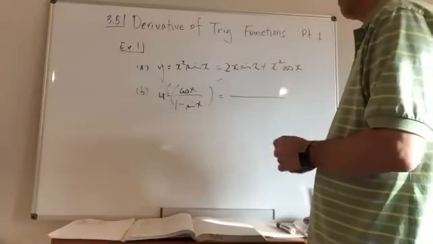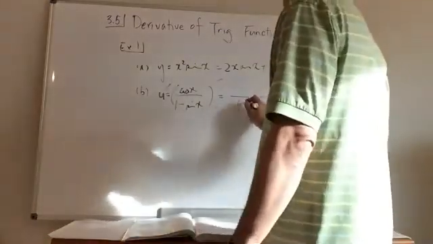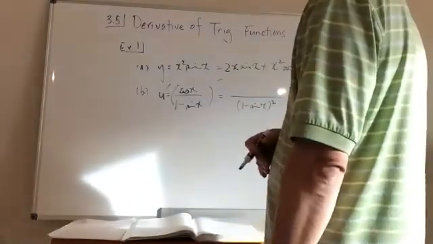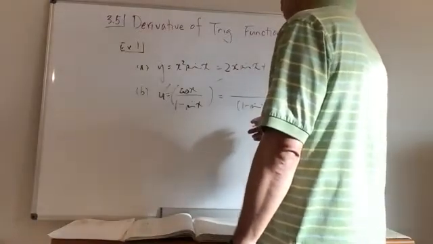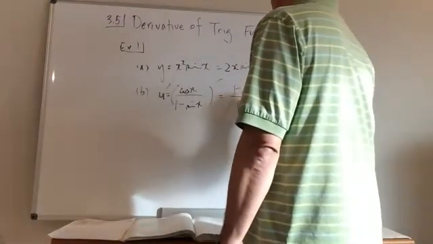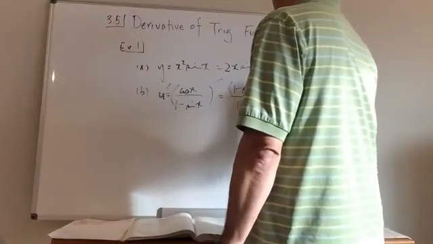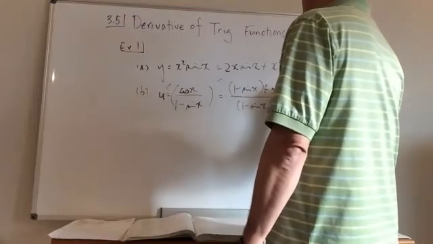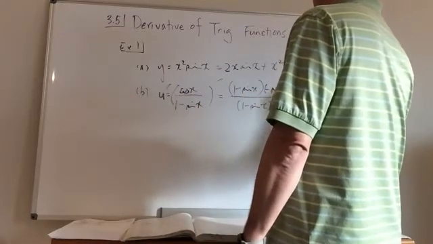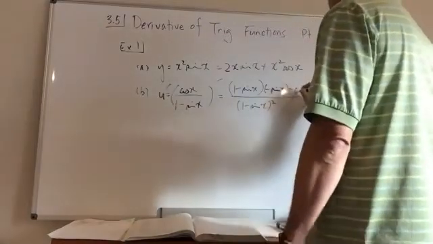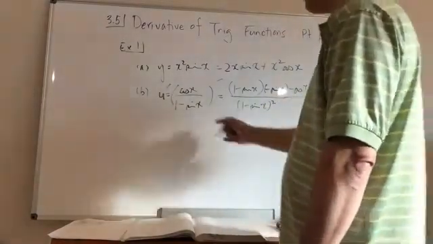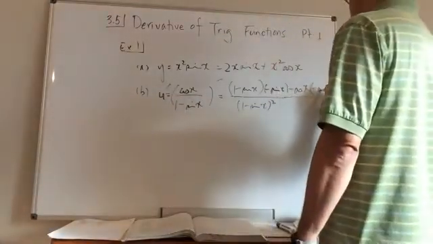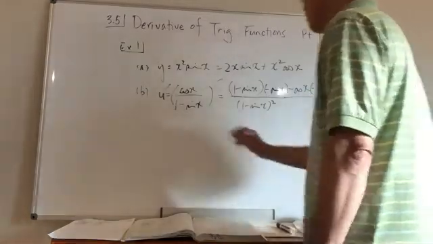The quotient rule. The quotient rule, right? So it's going to be 1 minus sine x squared. I'm going to square that. And then I'm going to get what? Low d high. So I have to take the derivative of this guy, which is negative sine x, minus high, cosine x, d low. I have to take the derivative of the bottom. So it's going to be what? Minus cosine x, right?